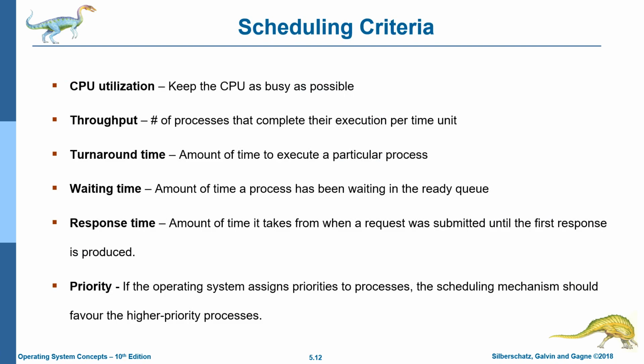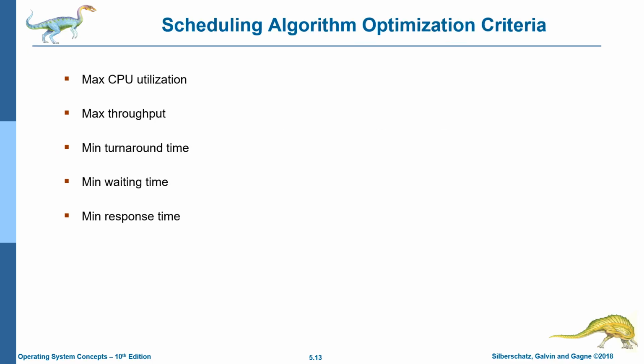We have discussed utilization, throughput, turnaround, waiting time, response, and the priority. We should know whether the CPU utilization should be minimum or maximum, whether the throughput should be minimum or maximum, and whether the turnaround should be minimum or maximum. According to the optimization criteria, the CPU utilization should be maximum. The throughput should also be maximum, but the turnaround time of a process should be minimum.